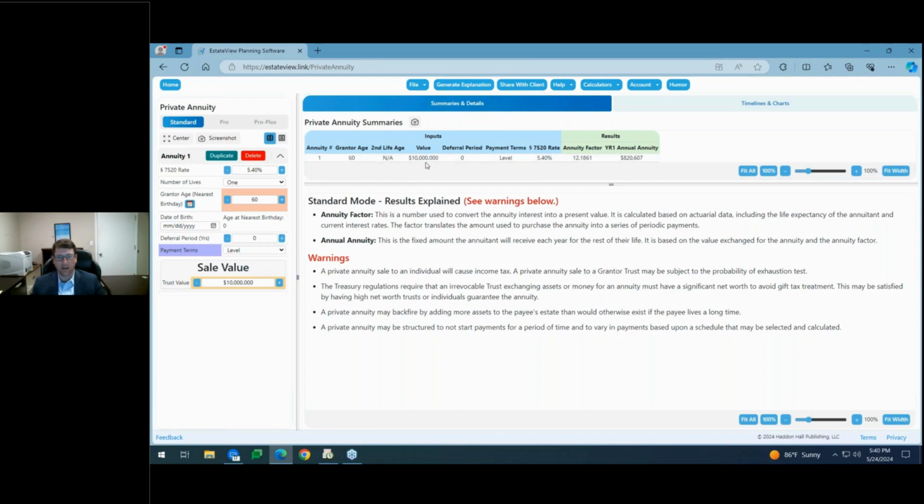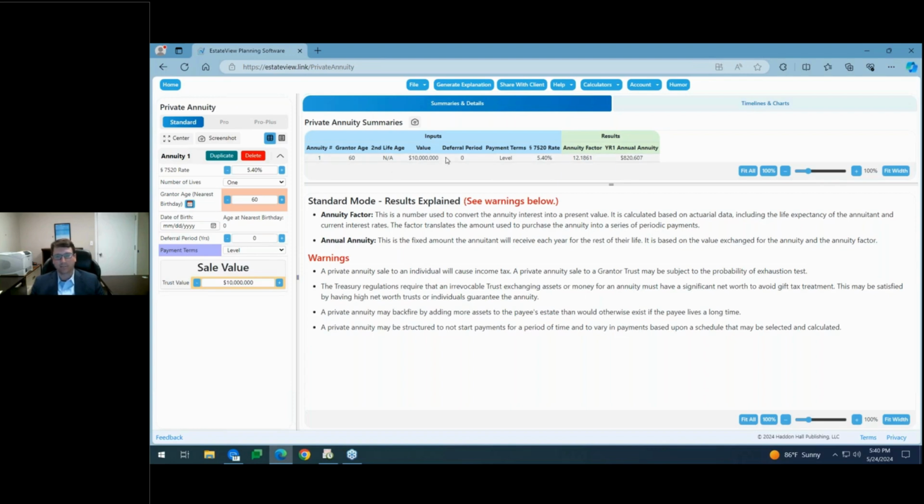Which means we divide our 10 million by that annuity factor to get our annual annuity. So in this scenario, I would transfer $10 million to a trust. That trust would then pay me back $820,607 every year for the rest of my life. So if I die in year one, I've got 820 back and transferred 10 million outside of my estate. Pretty good estate plan, right?